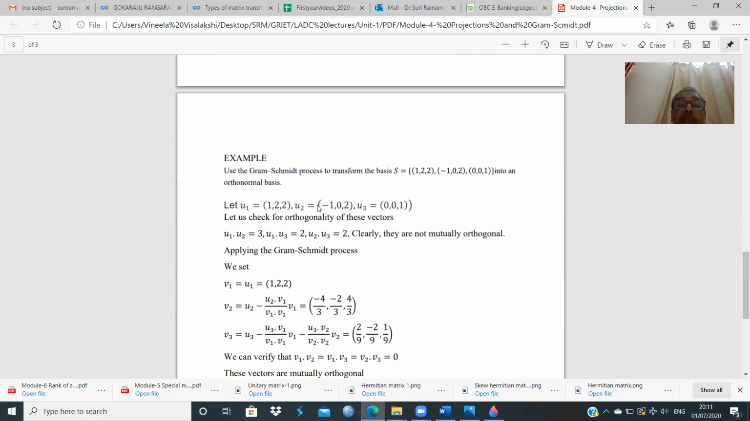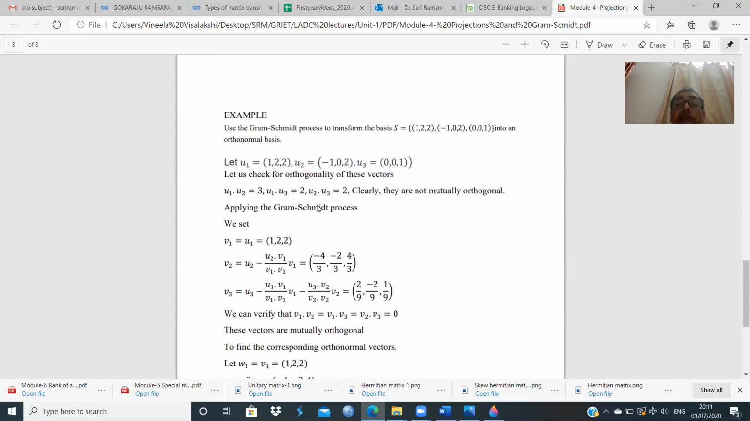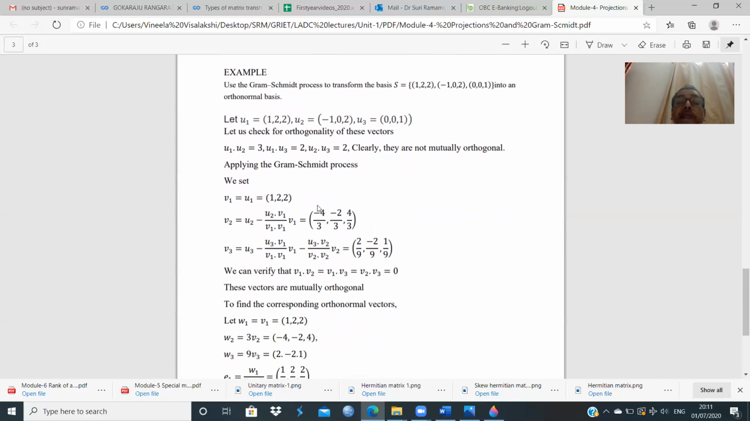Let us see a problem. Consider a basis S having three vectors (1, 2, 2), (-1, 0, 2), (0, 0, 1) from the R3 space. Let us first check for their orthogonality. Designate these three vectors as u1, u2, u3 and check their dot products. u1 dot u2, u1 dot u3, and u2 dot u3 are not 0. Clearly they are not orthogonal. So we would like to transform this into a new set of mutually orthogonal vectors with the Gram-Schmidt process.